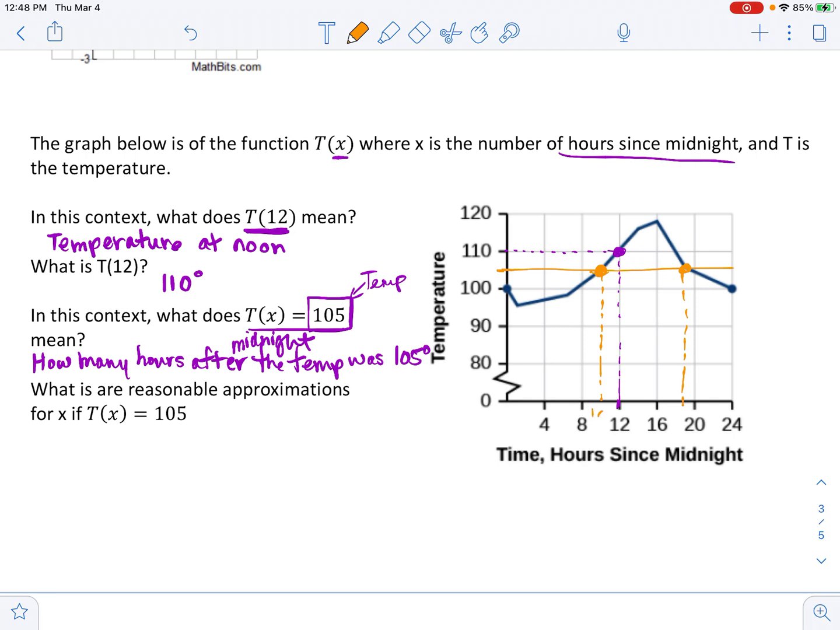The first one, it looks kind of like 10 hours after midnight, right? So that's 10 a.m. And then it happens again, like, let's say, 19 hours after midnight? What's 19 hours after midnight? 19 hours after midnight would be 9 p.m. So it hit 105 degrees at 10 a.m. and 9 p.m. Craziness.